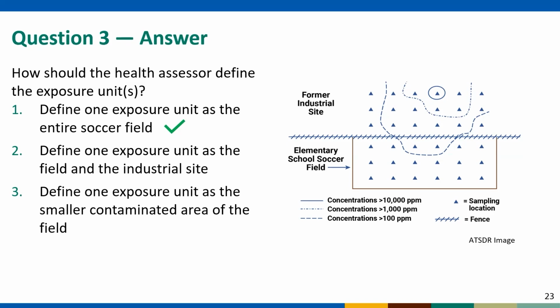I want to mention one other thing using this soccer field example. An important consideration would be whether the surface soil sampling program for the field was biased towards known contamination and therefore not representative of the entire field. As you saw in the figure, though, samples were collected throughout the entire field, and so we wouldn't have to worry about that here.